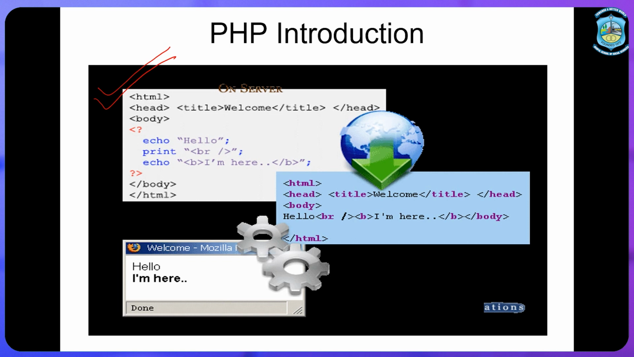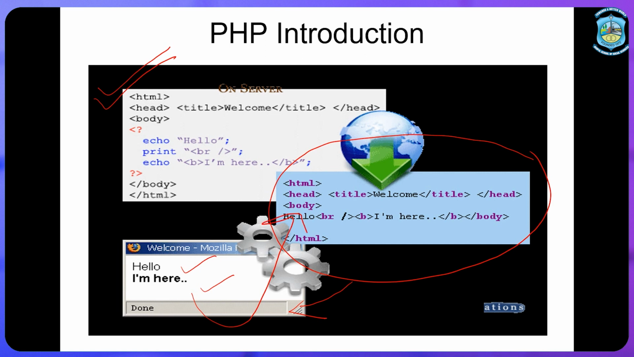Now after executing the code, it is converted into an HTML file. This file comes from the web server to the client machine, and on the client machine you will find the output as hello, I am here. So this output is a result of this HTML code, and this HTML code is generated once this PHP program is executed on the server side. This is how it executes.